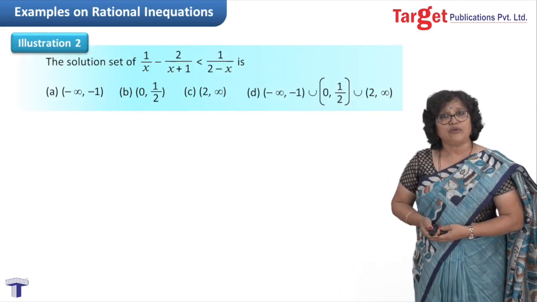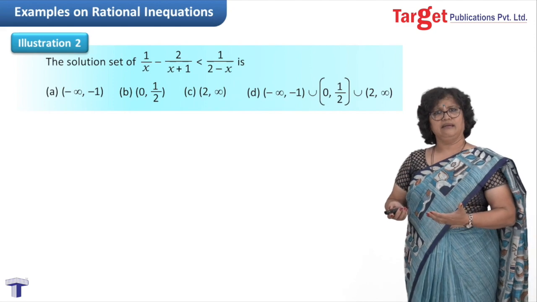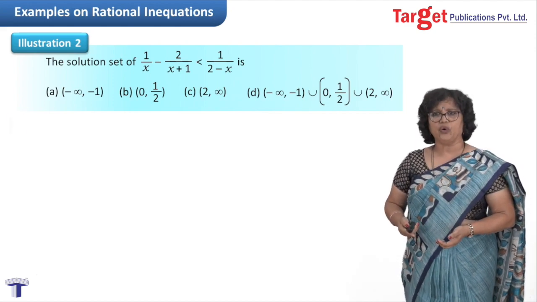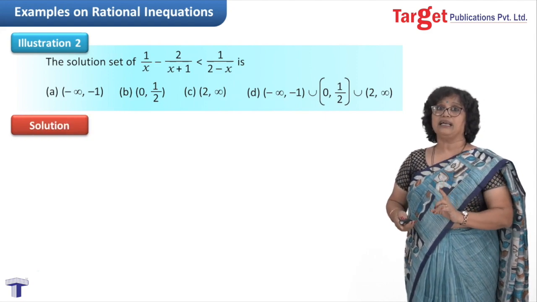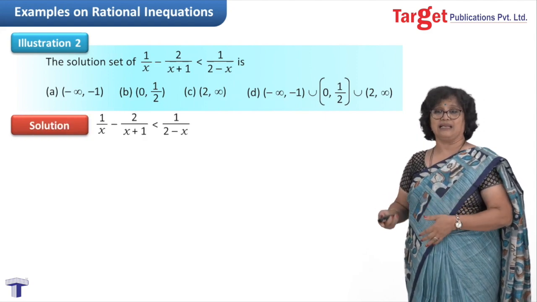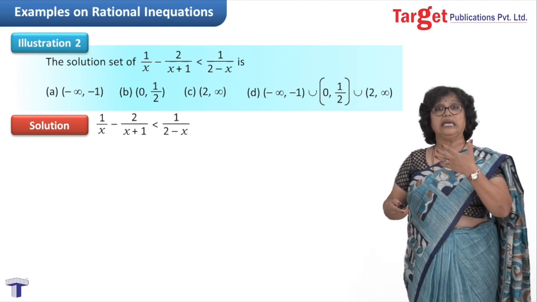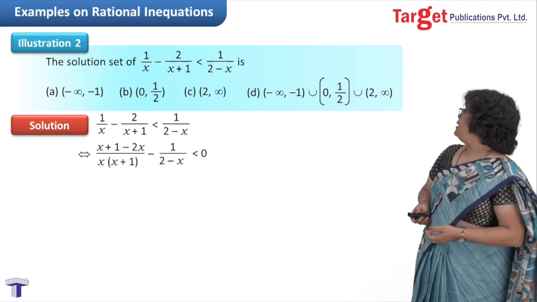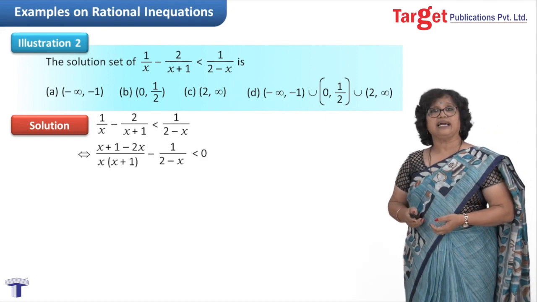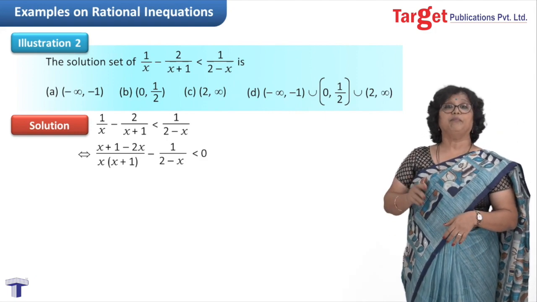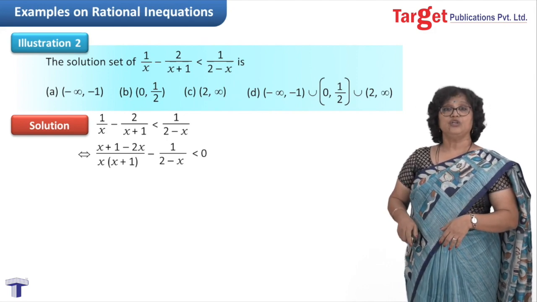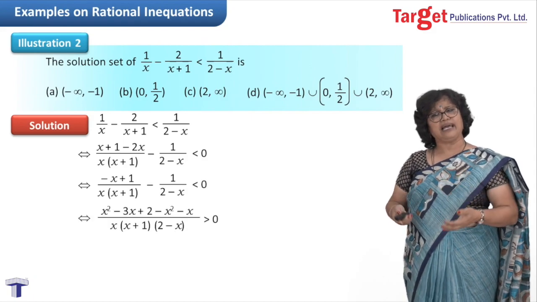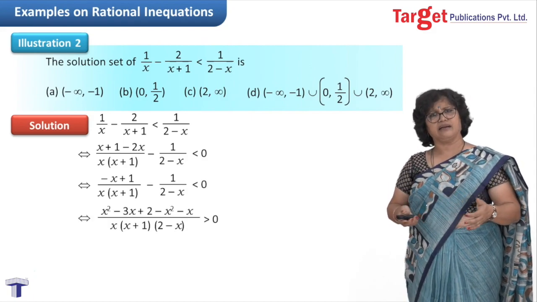Now the next inequation looks lengthy. The treatment would be almost similar to what we did before. My aim would be to replace it by R(x) less than 0, so I look for some equivalent inequation. What I do is take that 1 upon (2 minus x) to the left hand side by adding minus 1 upon (2 minus x), so that on the right hand side I get 0.